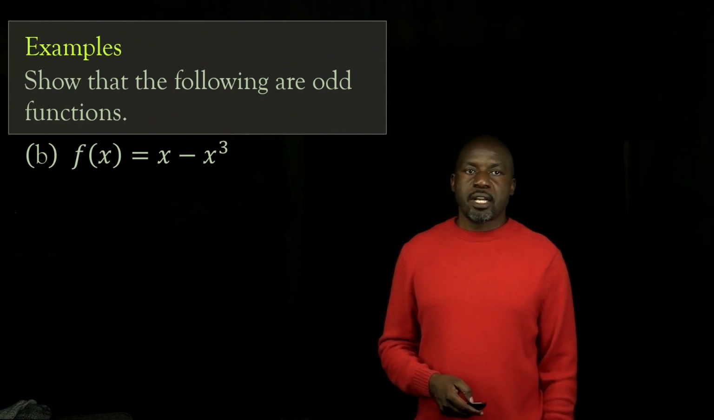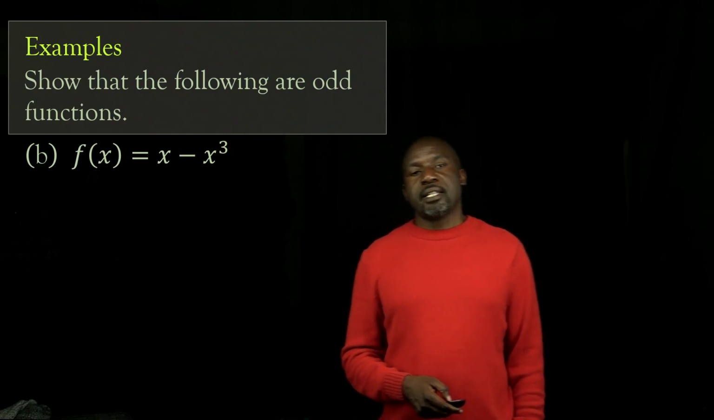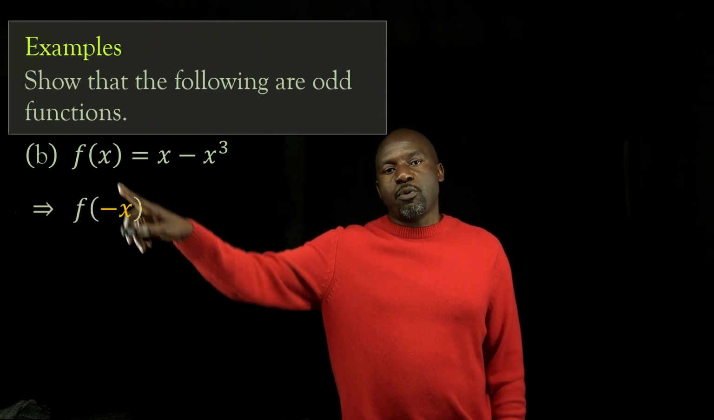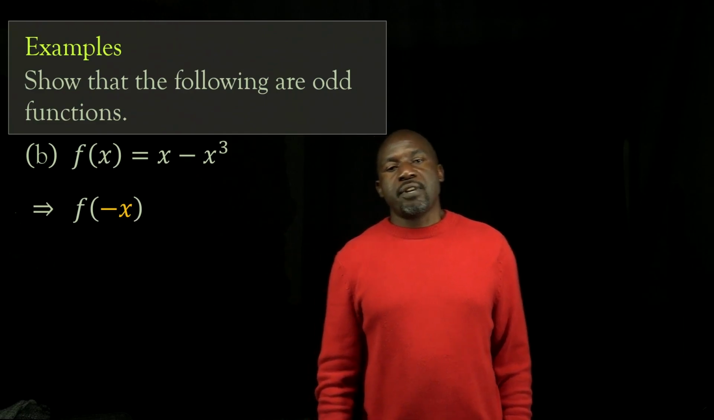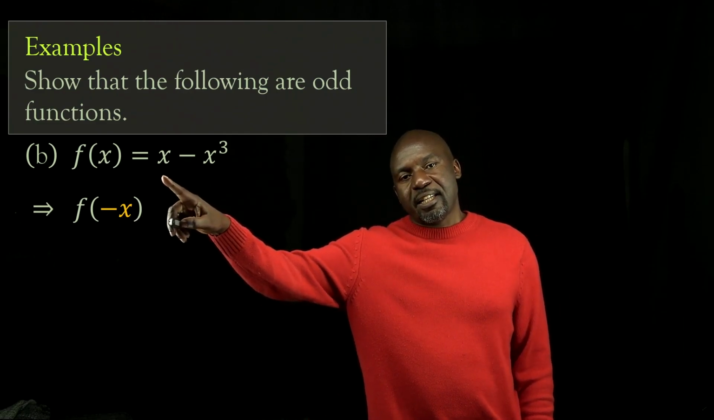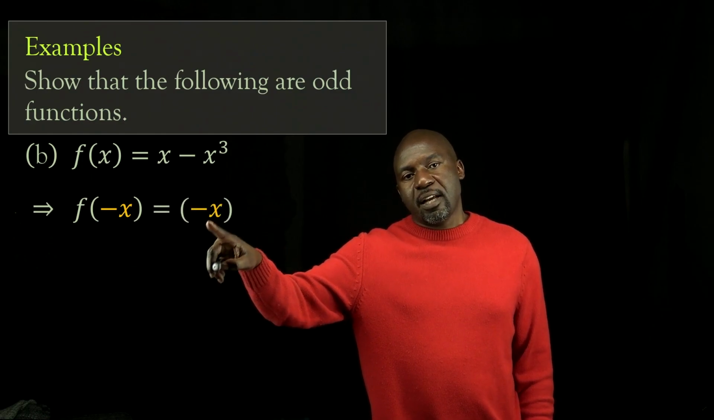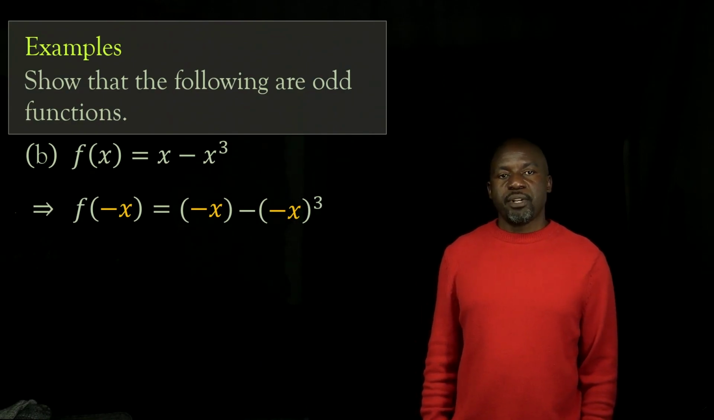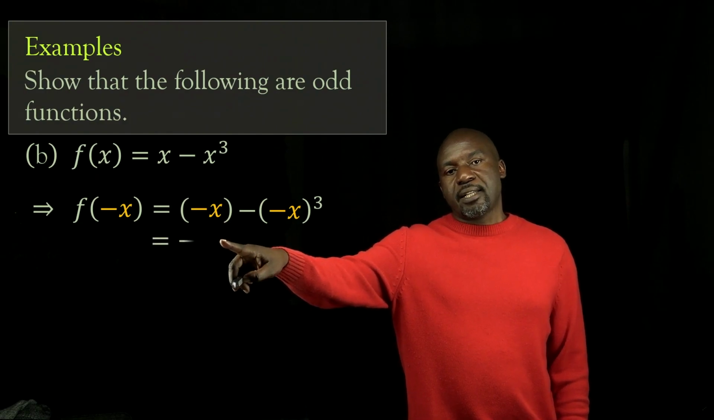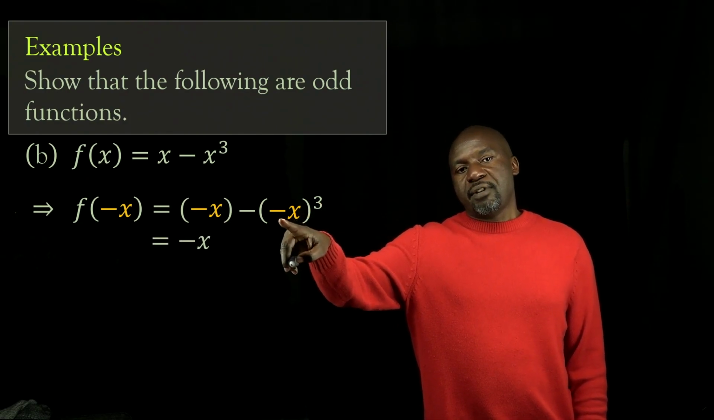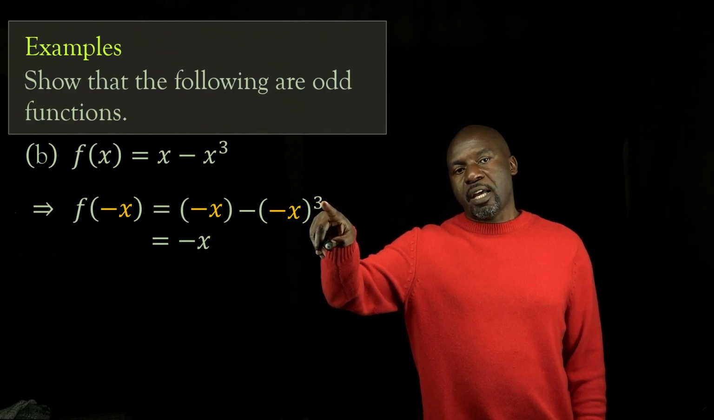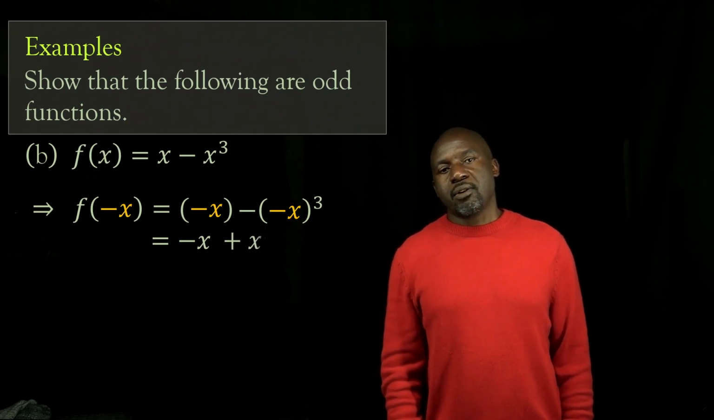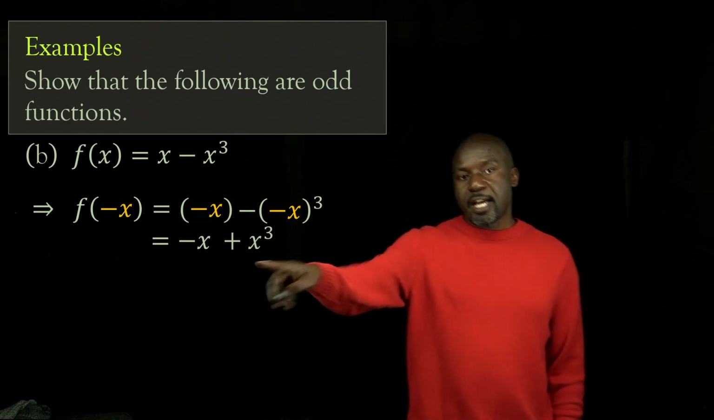Okay, show that the following are odd functions. So f of x is x minus x cubed. Once again, in place of x, we will put negative x. And so f of negative x must be negative x minus negative x to the power 3. Okay, if we simplify that, this is just negative x, and this one, a negative number to the power of an odd number, is negative. So we're going to have negative of negative there, and so that is going to be positive x to the power of 3. I hope you get that.